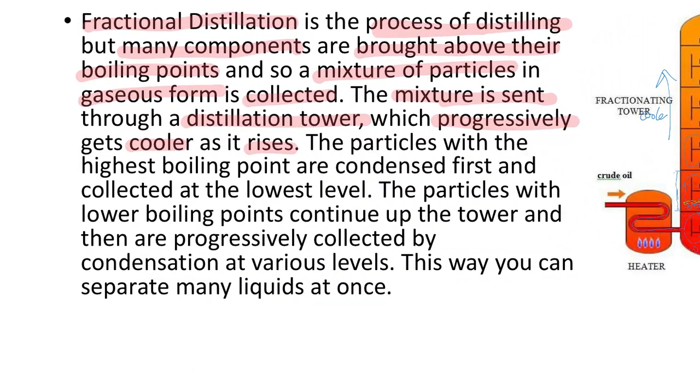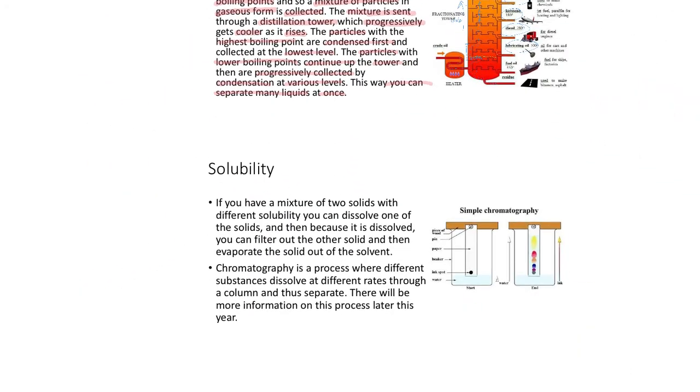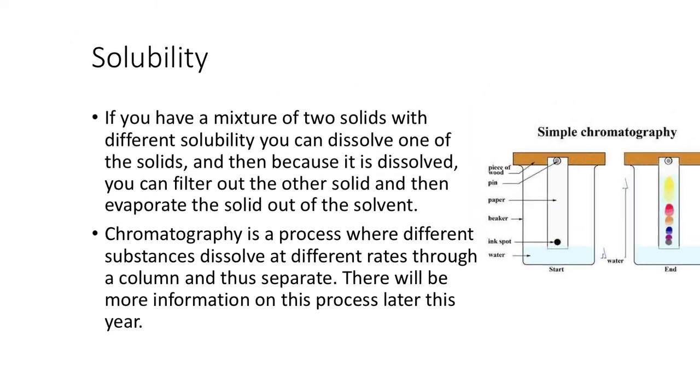So let's have a look. The particles with the highest boiling point condense first, collected at the lowest levels. The particles with the lower boiling points continue up the tower, then are progressively collected by condensation at various levels depending on how cool it is. That way you can separate many liquids at once. That's all about efficiency.